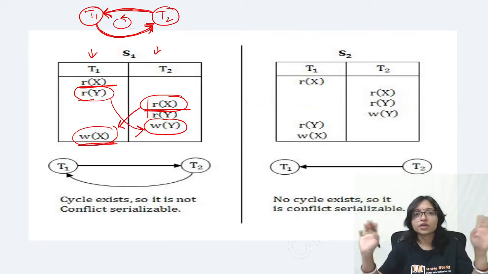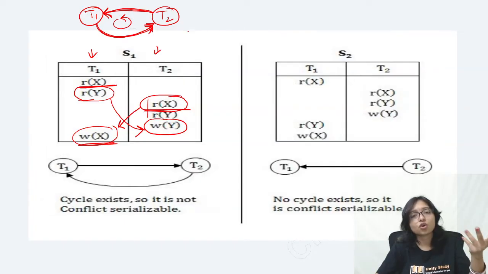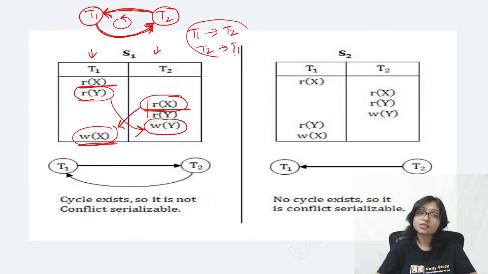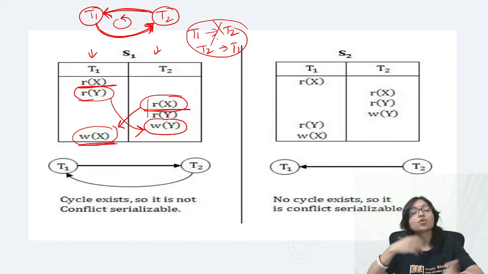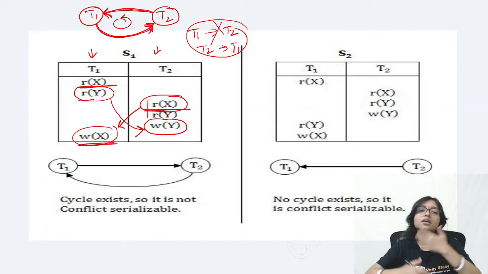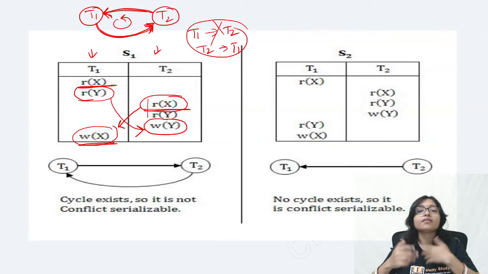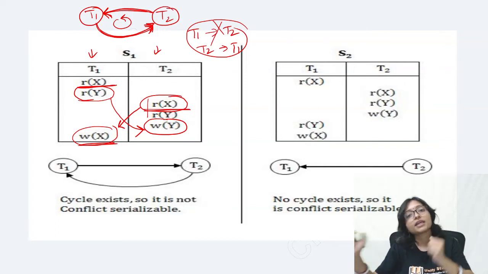No one is going to be serial. Serial means what? First you will say okay, complete yourself, after that I will complete, or complete yourself, after that I will complete. This is not happening because the fighting is going on. I will do first. It is a cycle.